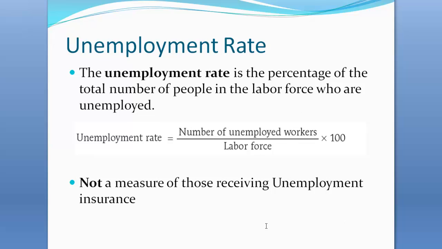The unemployment rate is the percentage of the total number of people in the labor force who are unemployed. As a mathematical function, unemployment rate equals number of unemployed workers in the numerator, the labor force in the denominator, multiplied by 100 to get a percentage rate of unemployed. In other words, the unemployment rate is not a measure of those receiving unemployment insurance, but rather a statistical observation of those who answer the Current Population Survey.